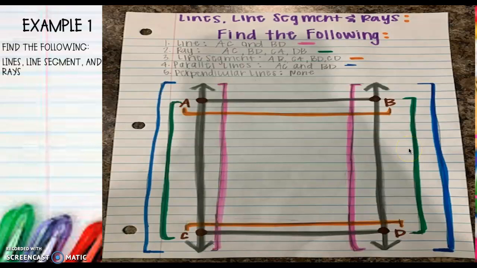And then we have our parallel lines. Well, there's only two, and that would be this one and this one. So your parallel lines are AC, here's the first one, and BD, here's your second one. They don't touch, they don't meet. You do not have any perpendicular lines in this example for today, so that's why I wrote none.